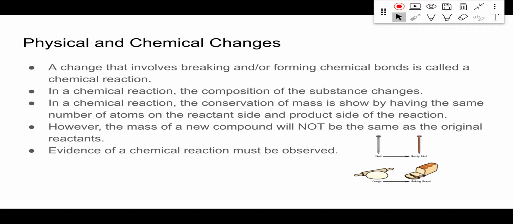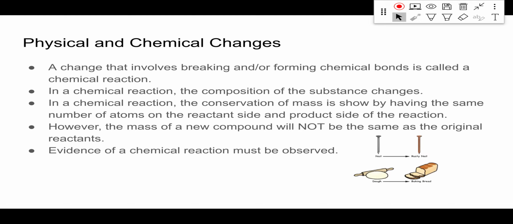But if we are making a new compound, the mass of the new compound will not be the same as the mass of the original reactants. So sometimes change in mass is evidence of a chemical change. We're not saying that we've created or destroyed mass. We're just saying that it's a new compound because it has a different mass. Just like every element on the periodic table has a unique mass, every compound has a unique mass.